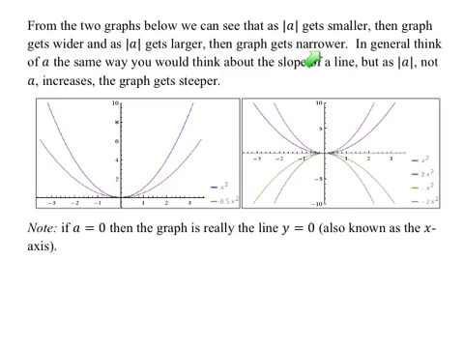Now note that if a is equal to 0, then the graph is really the line y equals 0, which is simply the x-axis. Right, if we had 0x squared, it's really saying y equals 0, and that would just be a line along the x-axis here.